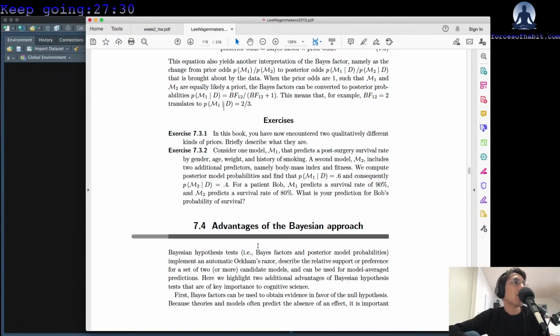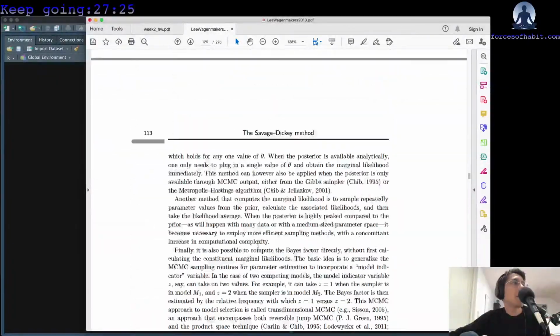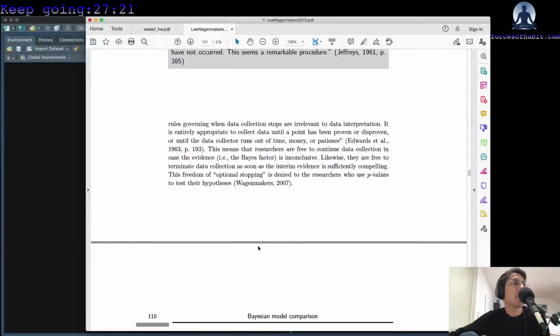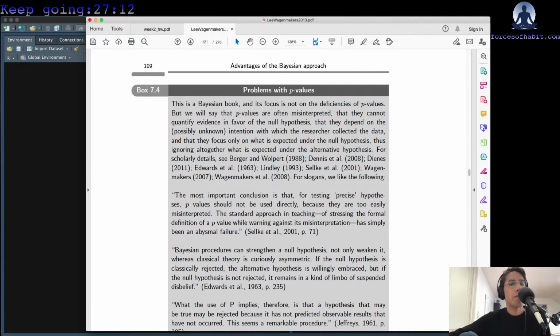Next question. Advantages and challenges I'll probably skip over, to be honest. We'll touch on them, but I'm reading a book on Bayesian inference, so I'm pretty sold on the utility of doing so.